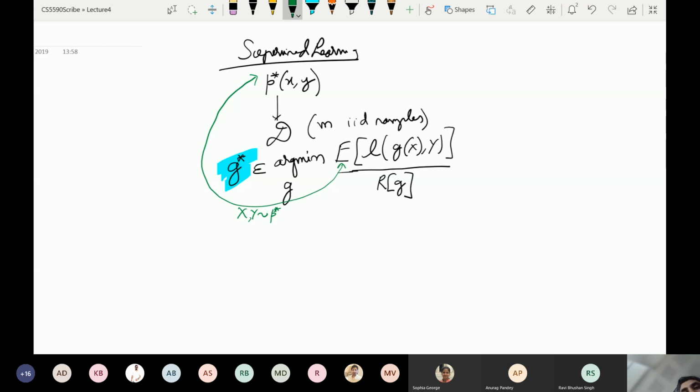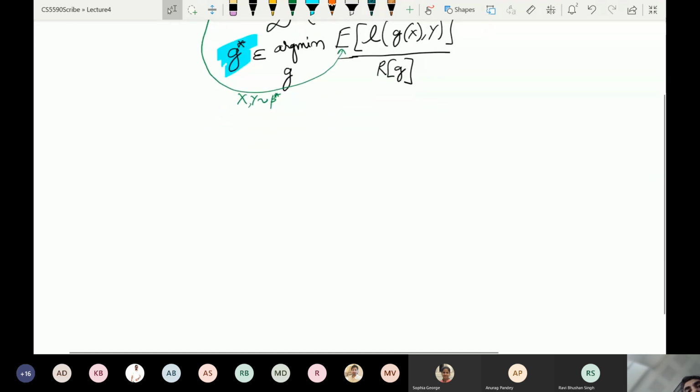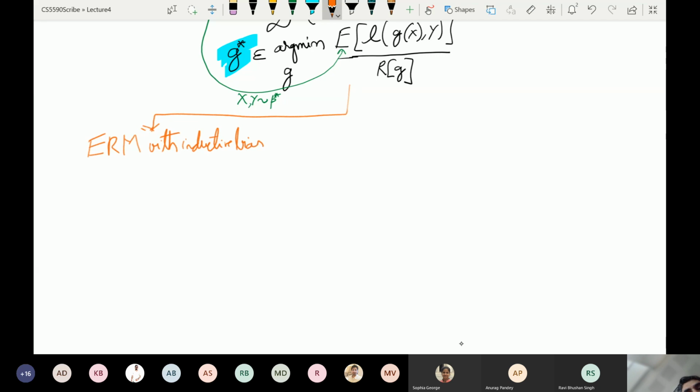So there are various methodologies and frameworks to approximately solve this problem. Broadly, there are three frameworks. One is what we used to call non-probabilistic modeling. More specifically, empirical risk minimization with inductive bias. Or in short, empirical risk minimization.